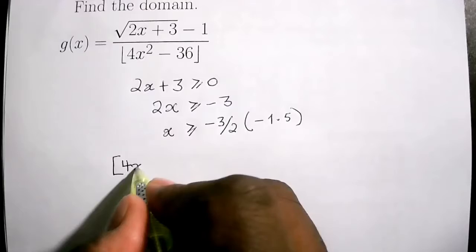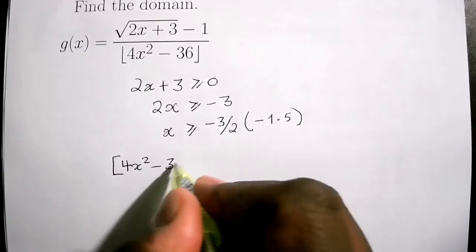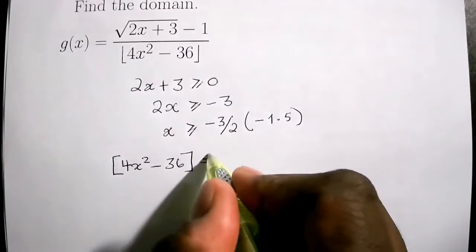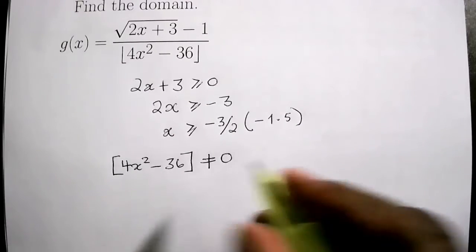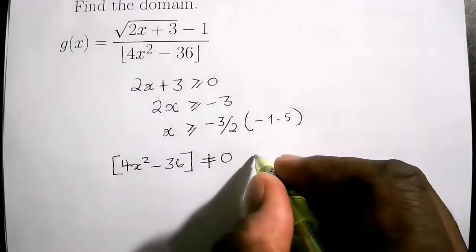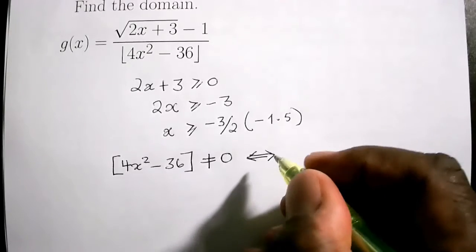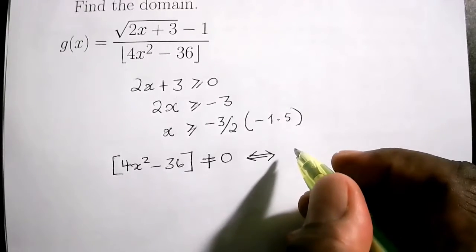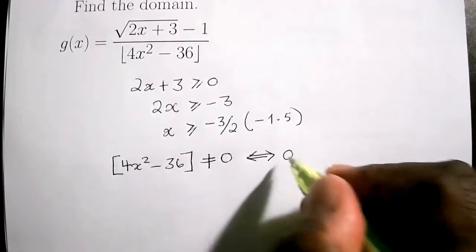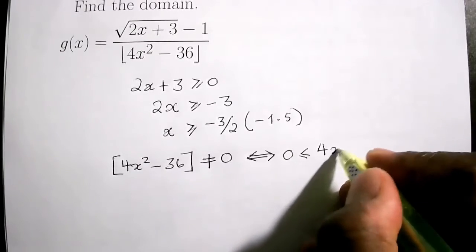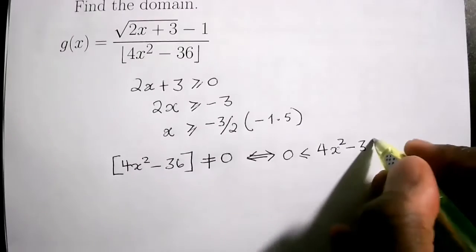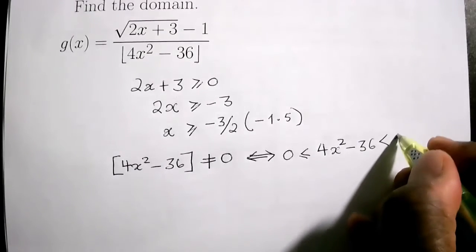Now, the denominator cannot be 0, so our floor function cannot be 0. So I'm going to write this like this. So we are saying that this cannot be 0 because it's undefined at that point. So what does this mean? This implies that our 4x squared minus 36 lies between 0 and 1. So 4x squared minus 36 lies between 0 and 1.